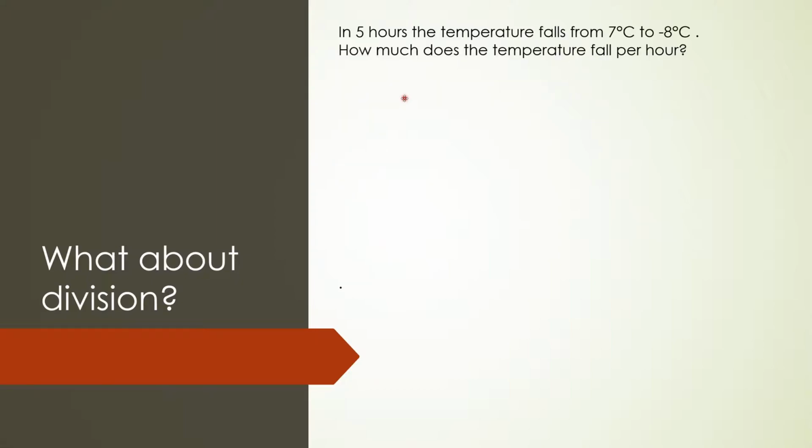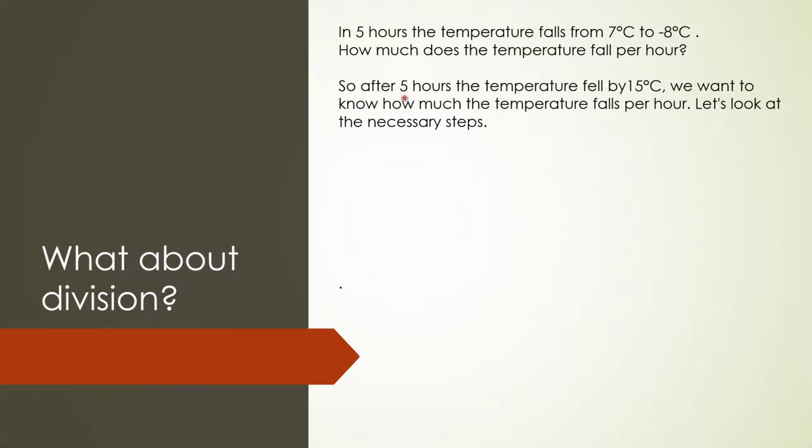Let's look at this question. In 5 hours, a certain temperature falls from 7 degrees Celsius to minus 8 degrees Celsius. The question is, how much does the temperature fall per hour? Well, we know that after 5 hours, the temperature fell by 15 degrees Celsius. We want to know how much this temperature falls per hour.